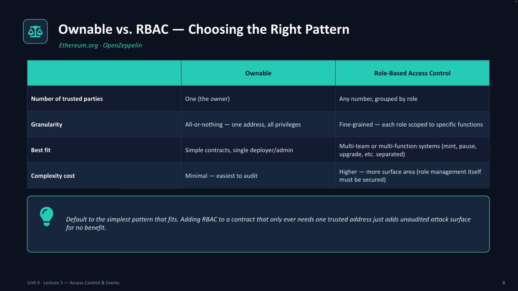One tip going forward is to use the simplest pattern that fits. Adding RBAC to a contract that only ever needs one trusted address just adds unaudited attack surface for no benefit. If at all you only need one address, in that case, don't go for RBAC. That will just add unaudited attack surface. Never ever do that. If you need multiple roles, then go with RBAC. If only a single address suffices your use case, go with the Ownable pattern.